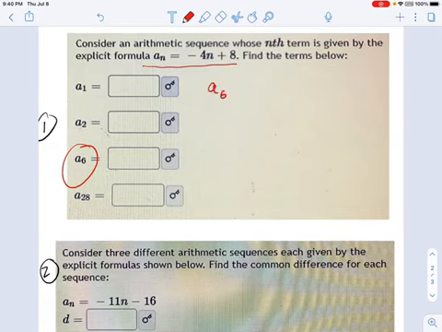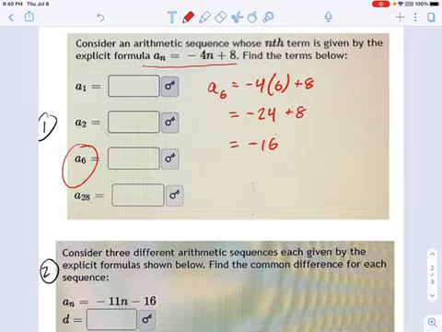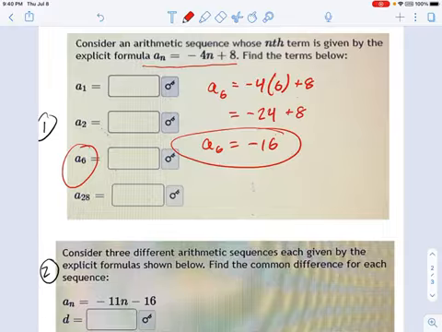A6, I'm saying 6 instead of n, equals negative 4 times 6 plus 8. Okay, so math. Negative 24 plus 8. Please don't mess up here. Negative 16. Okay, the sixth term, A6, equals negative 16. And you just go through that and do it for all of them. That's how you use the explicit formula directly. You just plug numbers in.